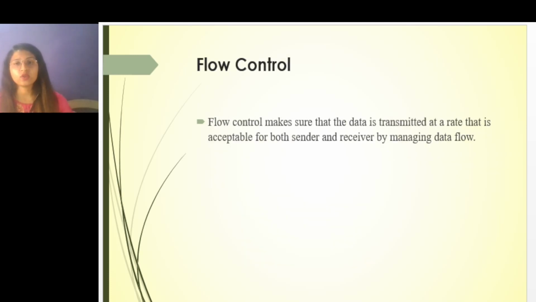Next is flow control. Flow control means the data is transmitted at a rate that is acceptable for both the sender and receiver. It should not happen that the sender is sending at a very high rate and the receiver is not able to capture the data, being overwhelmed by it. So how the flow of data should go on, and the rate at which data is sent from sender to receiver, is a task of the transport layer.